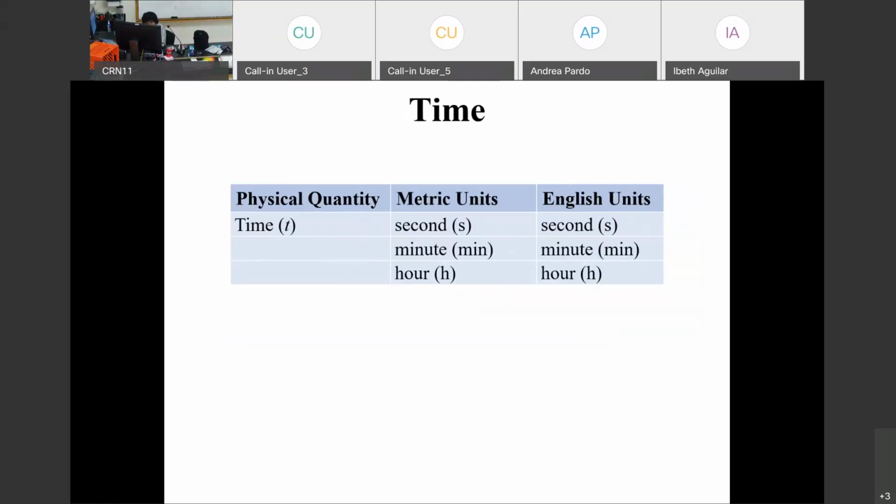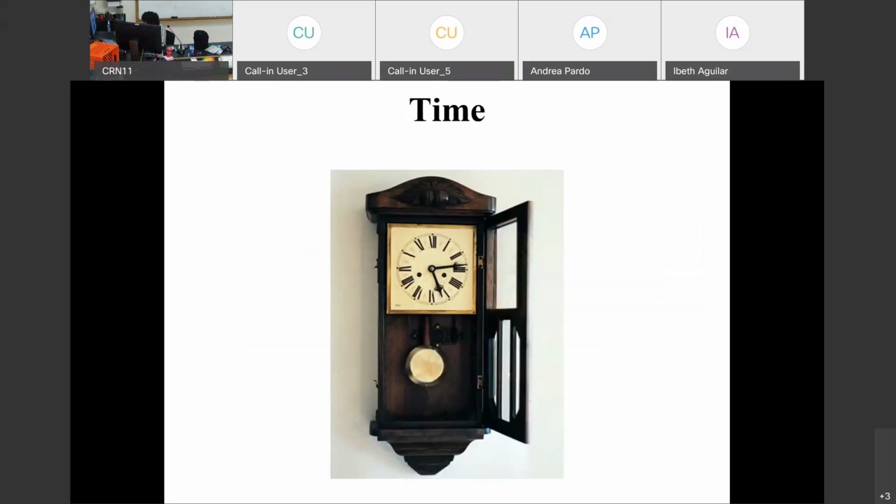And then for time, seconds, minutes, and hours, right? So we measure time, always going forward, okay? However, what do we have there? We have those old clocks. And you see the pendulum at the bottom? So how did that pendulum work to measure time?